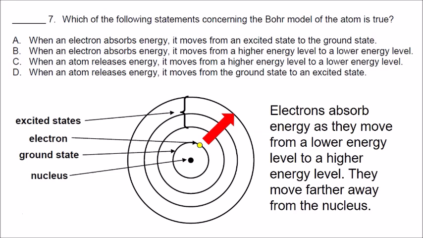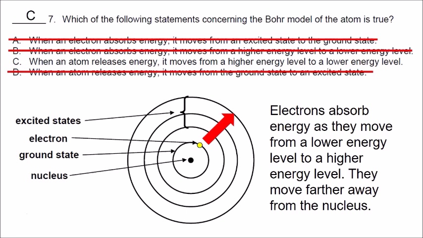So choice A says that when an electron absorbs energy, it moves from an excited state to the ground state. That's backwards. Choice B, same problem. It says absorbs energy, but then says from a higher level to a lower level. That's backwards. And then choice D, when an atom releases energy, it should be moving from an excited state to the ground state. So D is also backwards. Correct answer is C. When an atom releases energy, it would move from a higher level to a lower level, just like we saw in the diagram at the very beginning of this practice quiz.